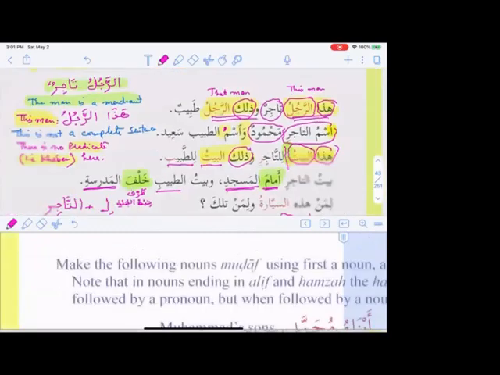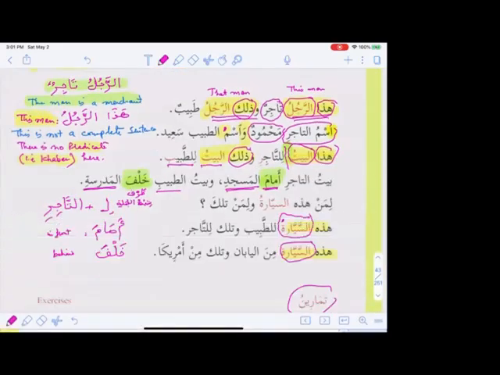Liman hadhihi sayaratu. To whom does this car belong? Liman hadhihi sayaratu. Liman tilka. So when li comes in the beginning of the sentence, liman, to whom this belongs, then remember that li will also come in the sentence which is the answer for the question. So this is the question, and the answer is here.